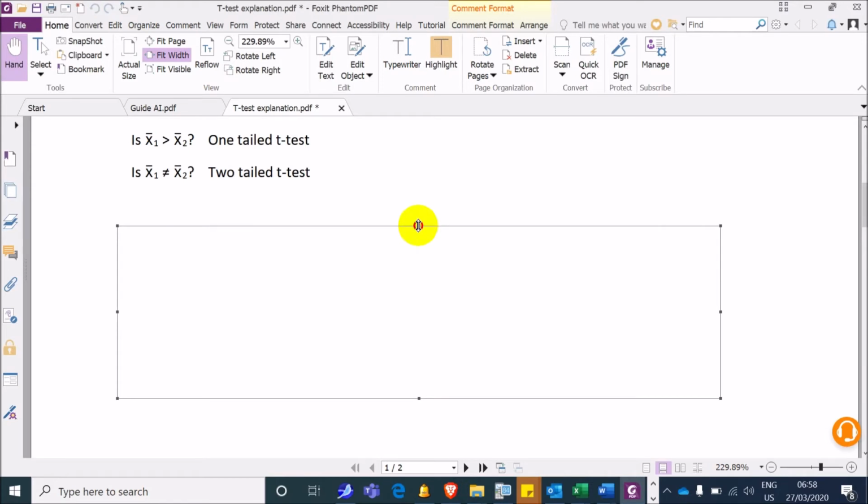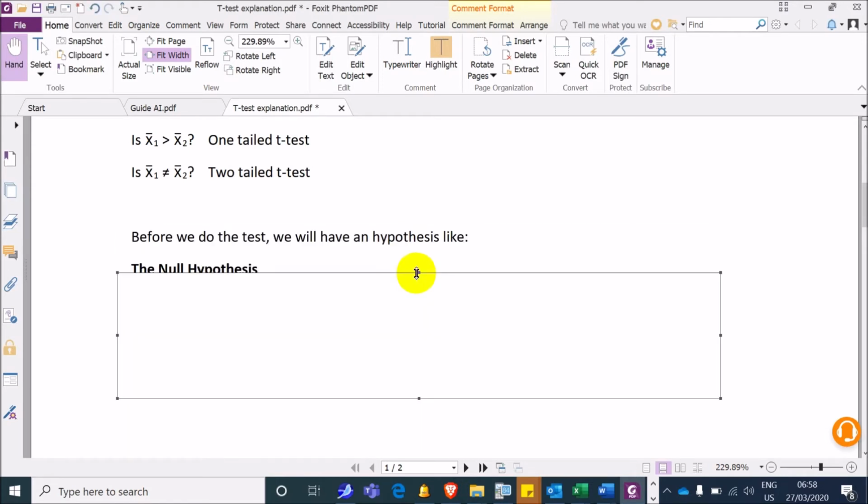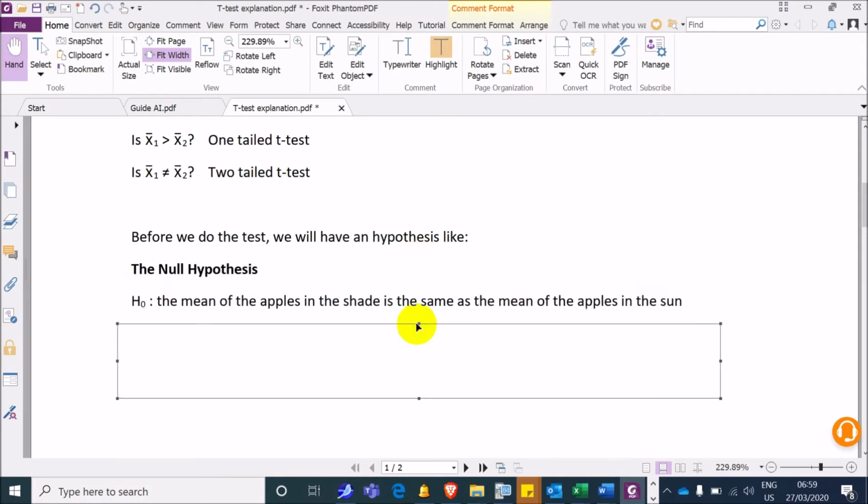Next part. Before we do the test, the t-test, we will first have a hypothesis. So we will assume that they are the same, the means. So that is our null hypothesis, always and ever. So the null hypothesis will say, again back to the apples, the mean of the apples in the shade is the same as the mean of the apples in the sun.